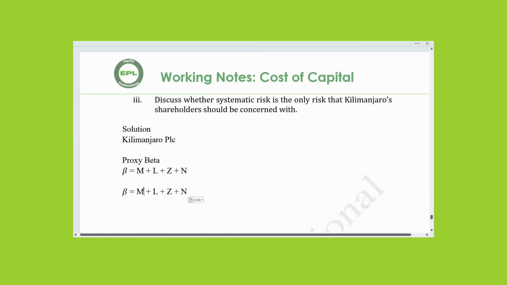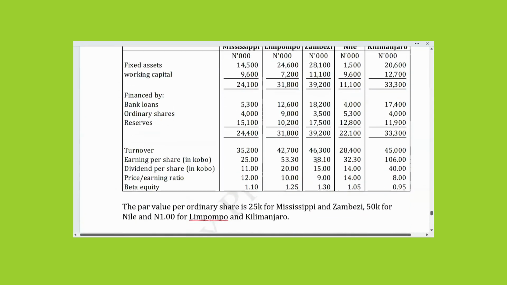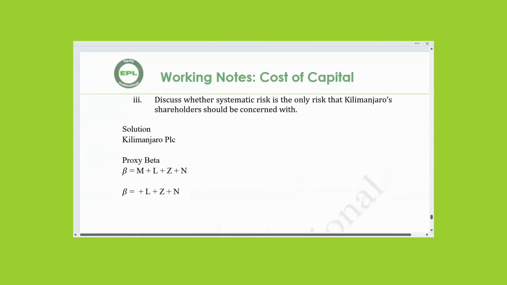All right. So according to the question, the beta of Mississippi is 1.10. Limpopo 1.25. Zambezi 1.30. Then Nile 1.05. So you add everything together, you then divide it by 4.